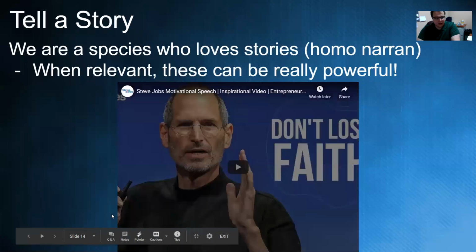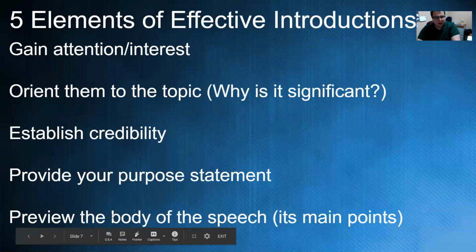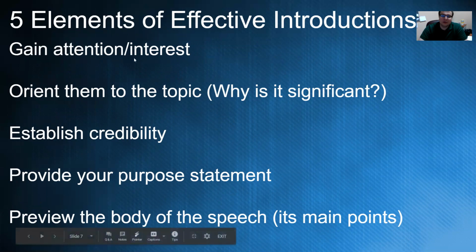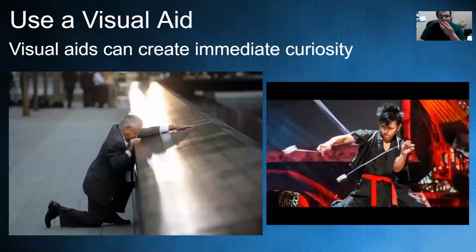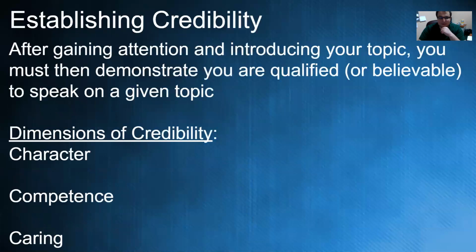Okay, so number 3. Okay, jumping back here really quick. We have 5 elements of effective introductions. So far, we've talked about starting off with gaining interest or attention. We've talked about orienting people to topics, introducing them to what our topic is broadly. Now we're moving into establishing our credibility. Okay, that's number 3 in our list of effective introductions.